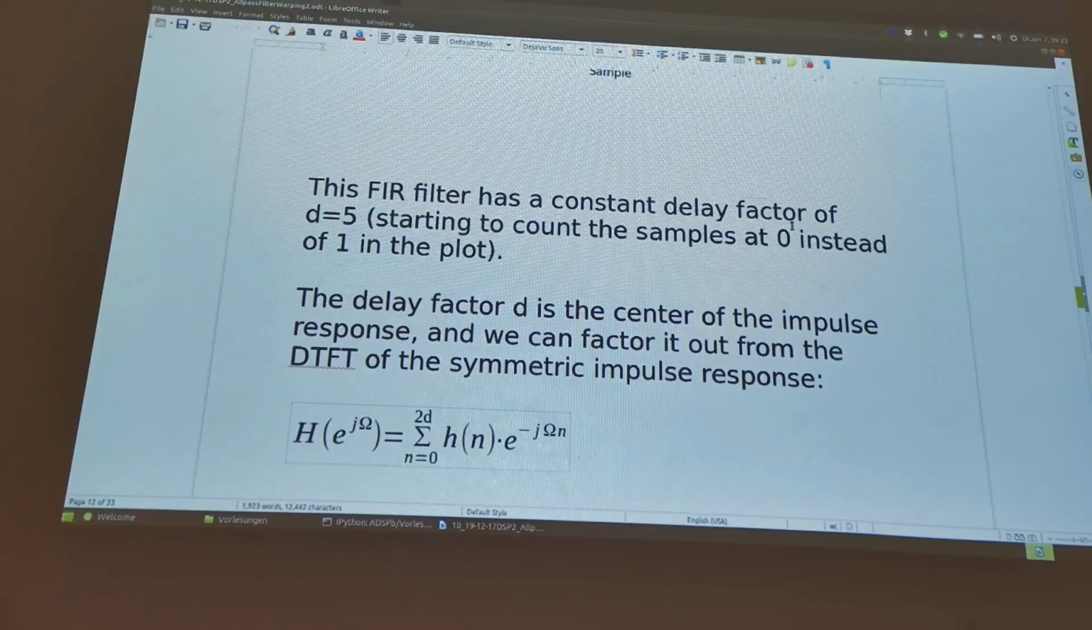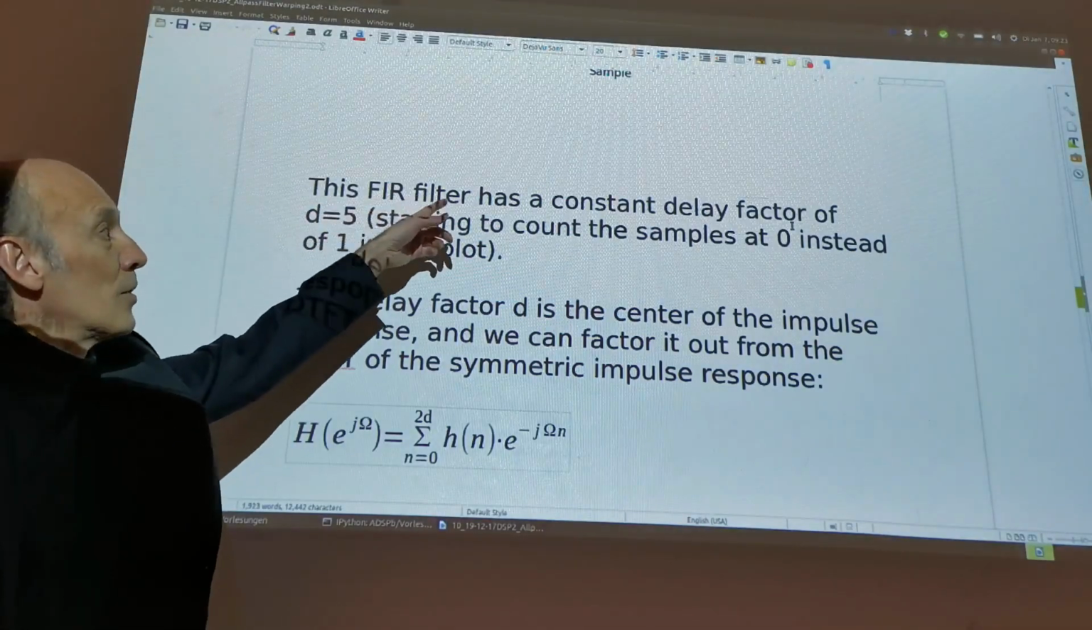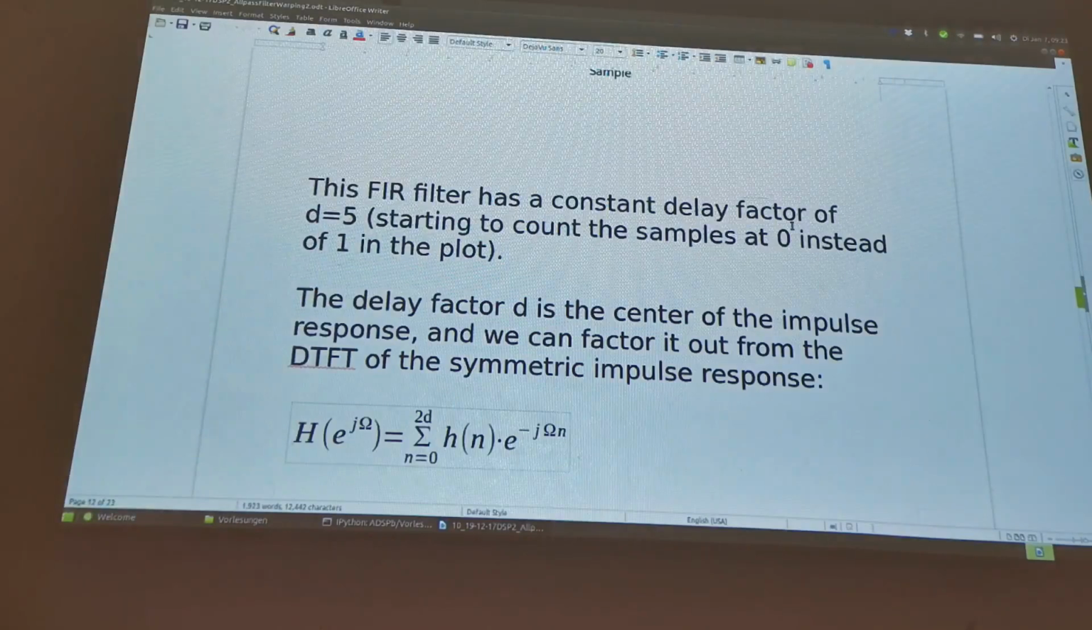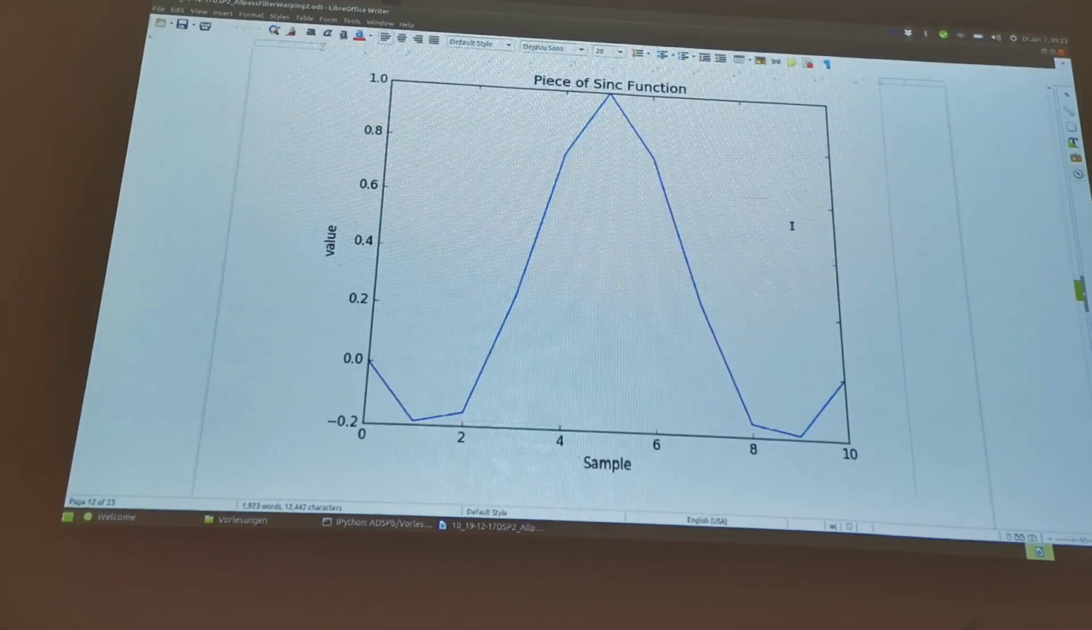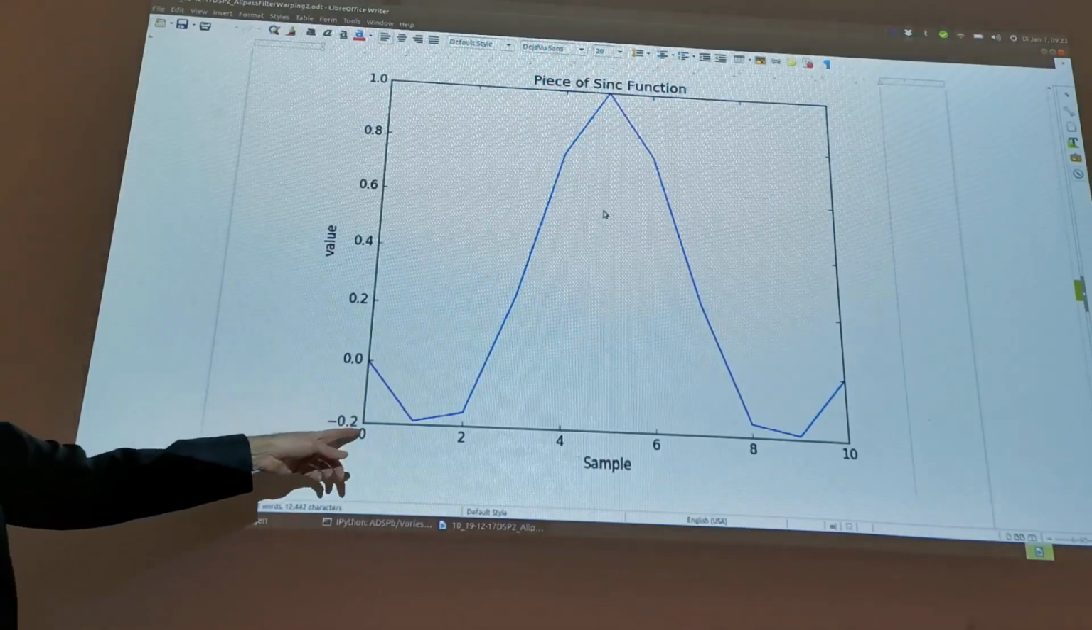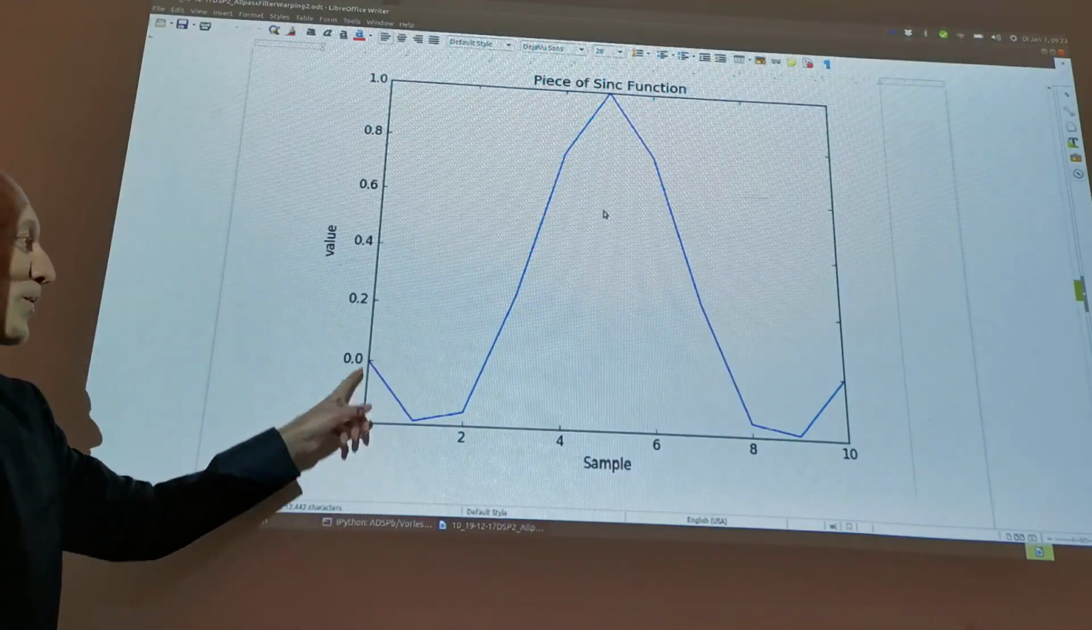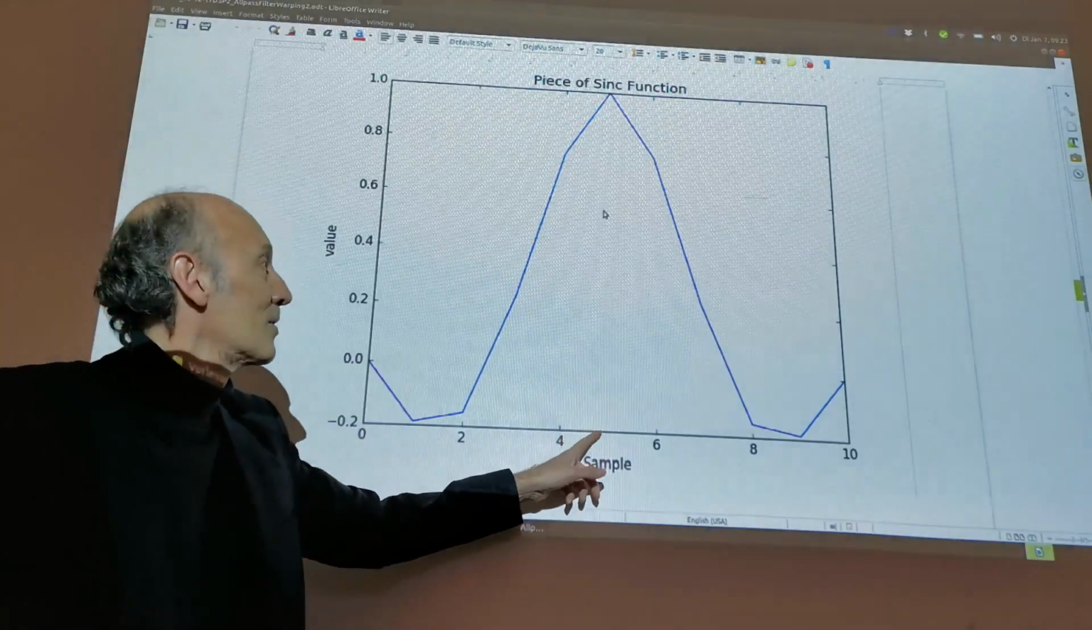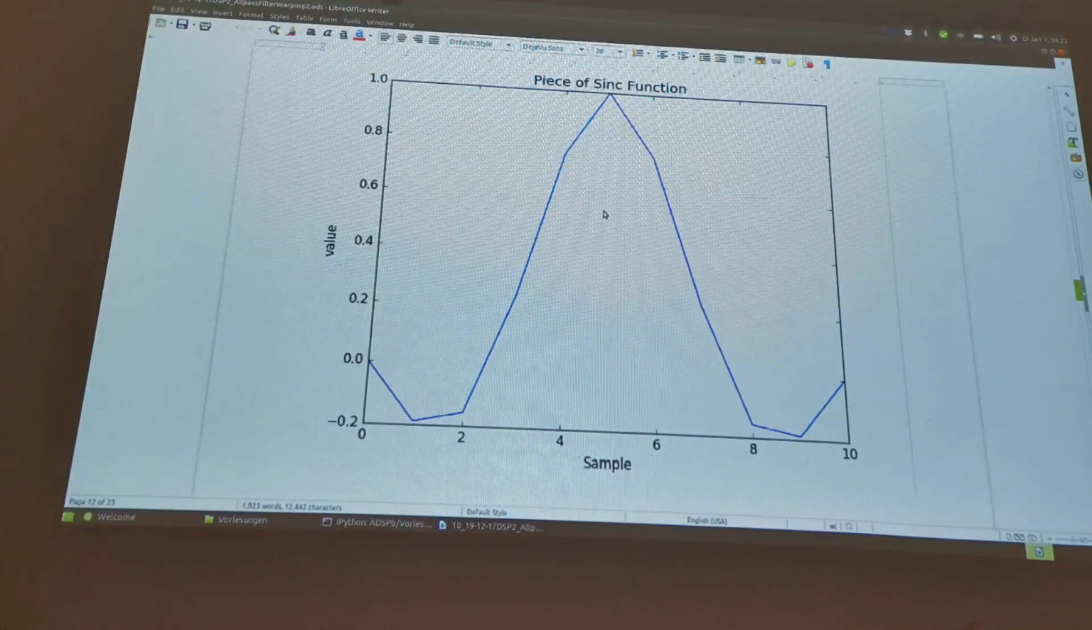Here you can see if you now interpret those coefficients as an FIR filter, then we get a constant delay of d equals 5 because this is in the middle. When you look at those coefficients, right in the middle we have the 5. We start counting with a 0 here, which is also important because this is 0 delay. And here we get 5 samples delay. Okay. So here we have a low-pass filter, which gives us 5 samples delay.